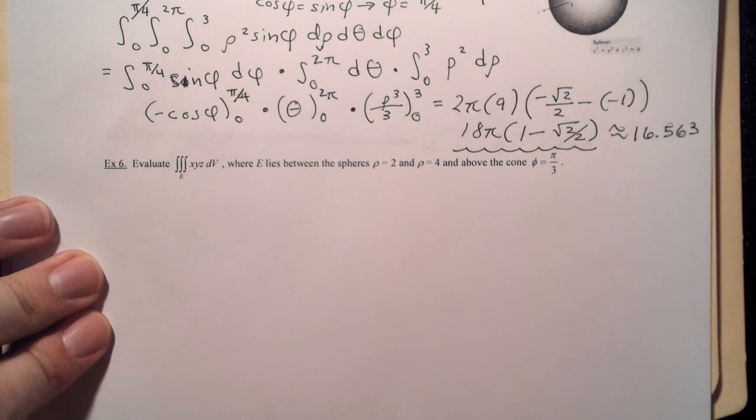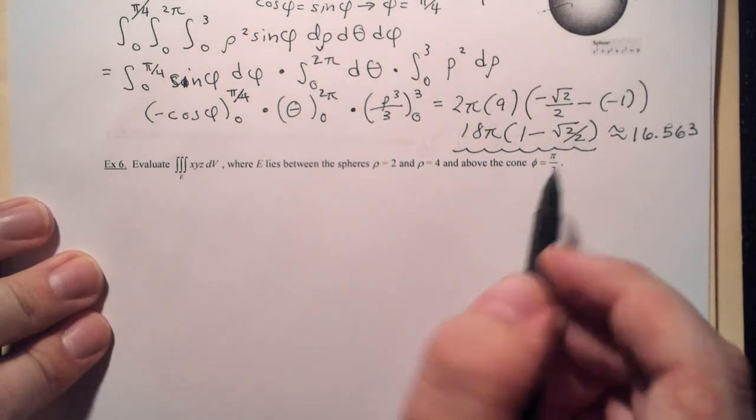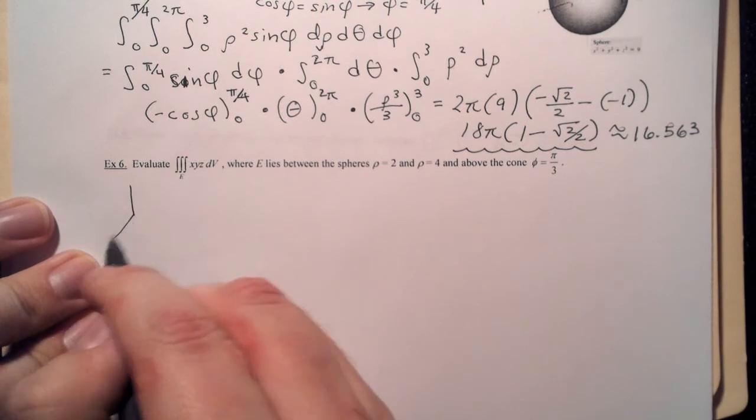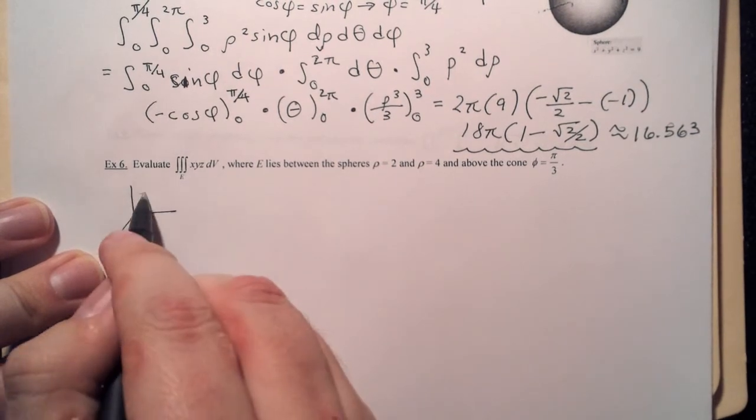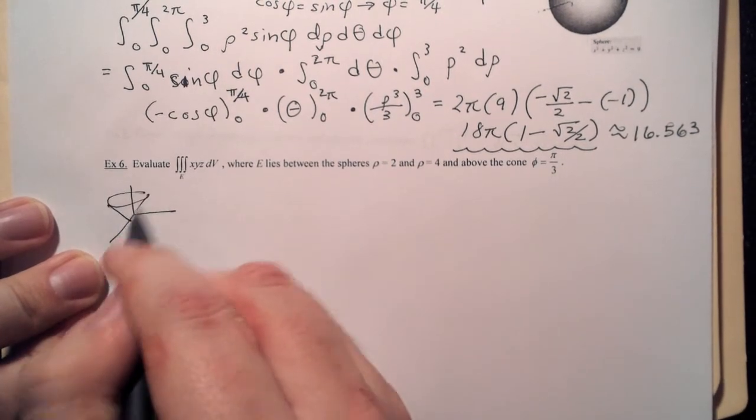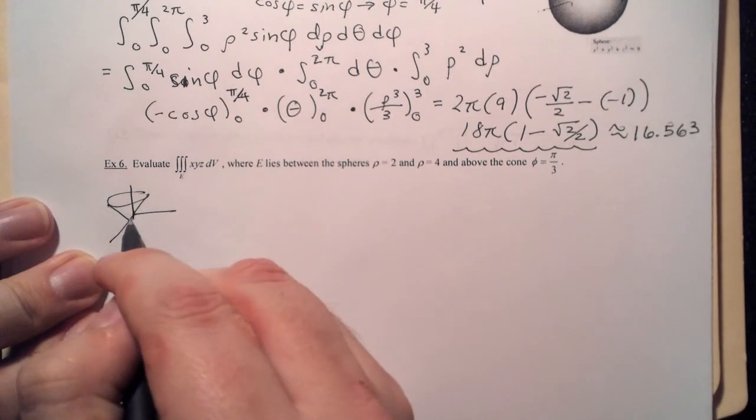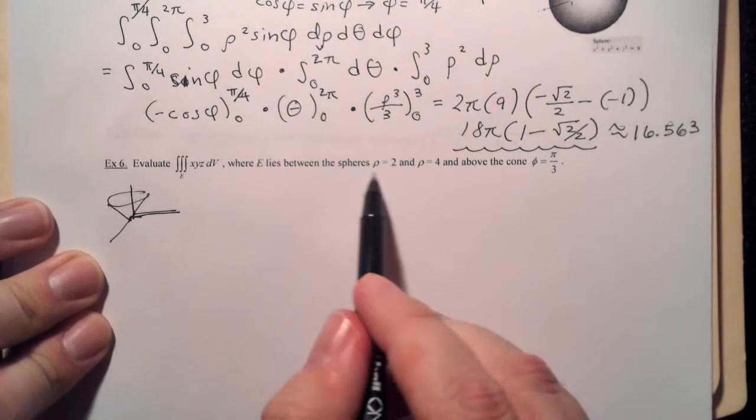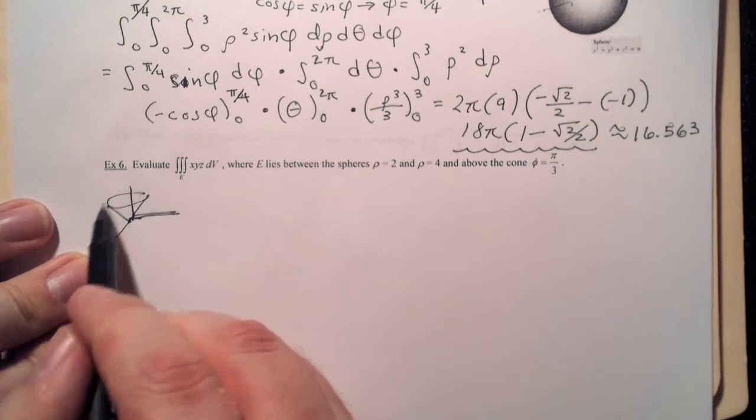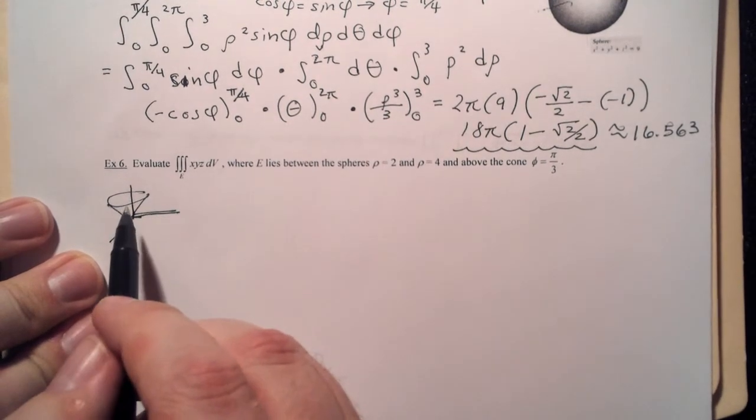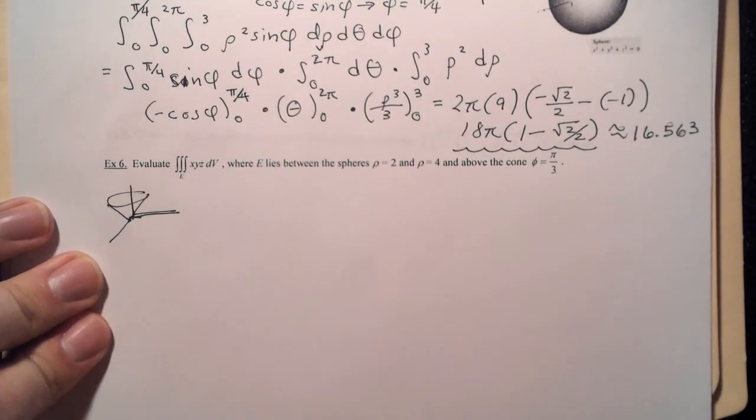So, it's a little bit hard to draw this out, but since I am above the cone phi equals pi over 3, that means I've got some cone right in here. I'm going between these two spheres, so while it can be a little bit hard to visualize, pretty obviously that gives us our rho bounds.